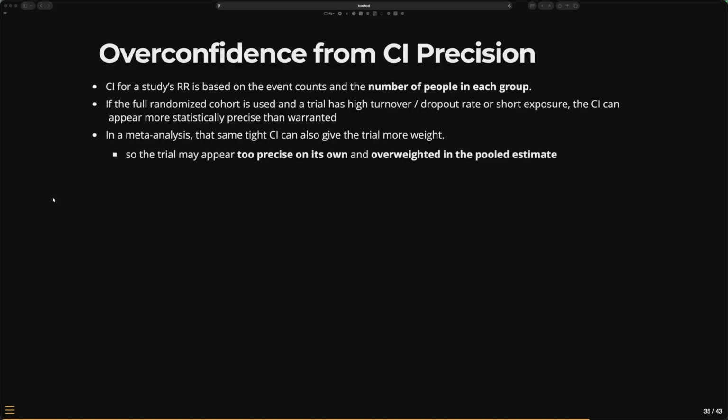This is basically talking about the overconfidence from the confidence interval precision. Generally when you weight a study in a meta-analysis, it gets higher weight if your confidence interval is smaller. The confidence interval for a study is based on the event counts and the number of people in each group, the treatment and control group. So if that's high, you're going to have a tighter confidence interval.